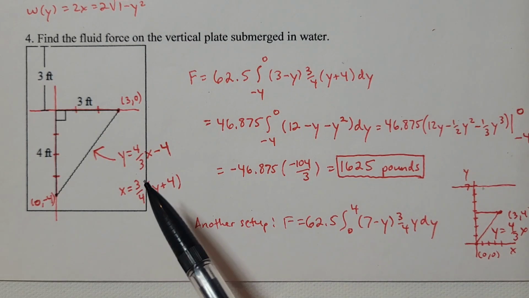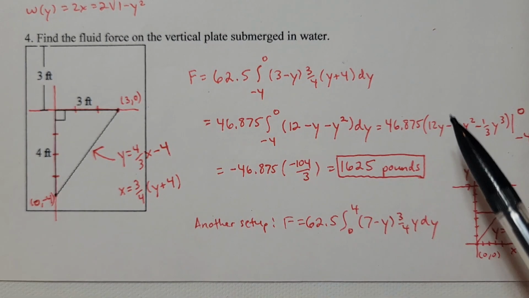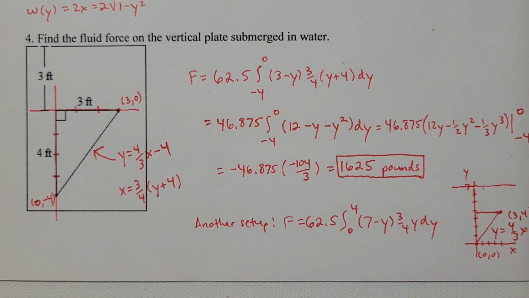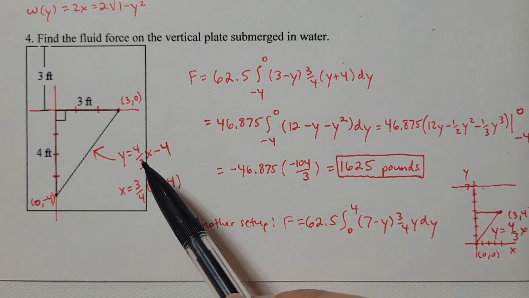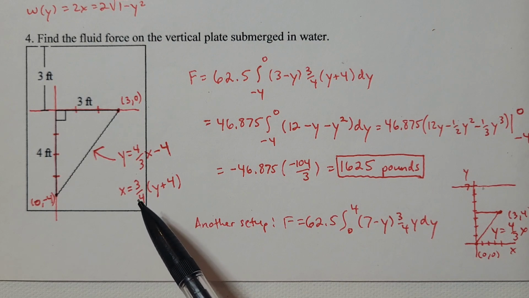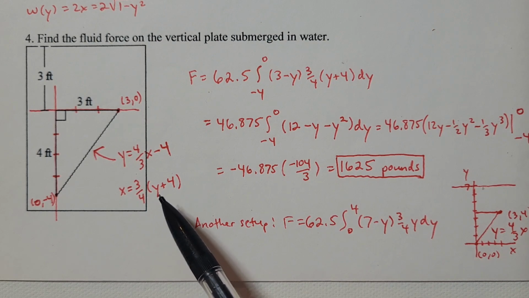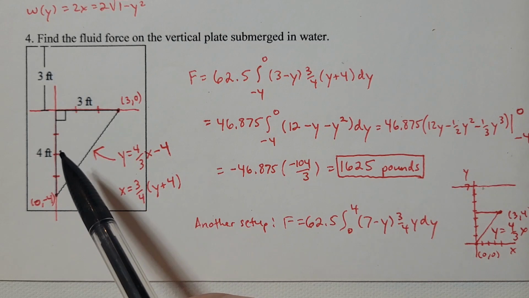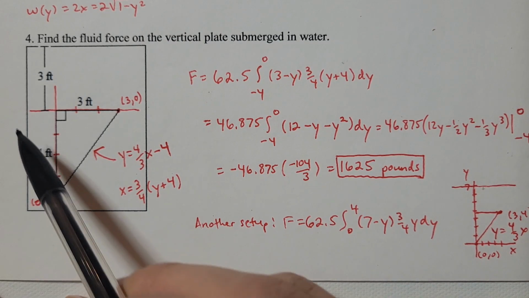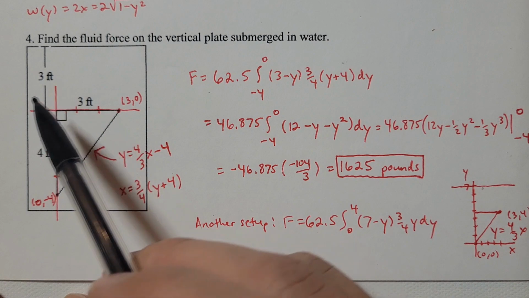Now, I'll need to solve this for x, right? Because everything about my integral is going to be in terms of y. Never, ever about x for this stuff. So, if I add 4 and then multiply by 3/4, x is 3/4 times y plus 4. Now I'm not doubling x because I don't have a plate on this side here.